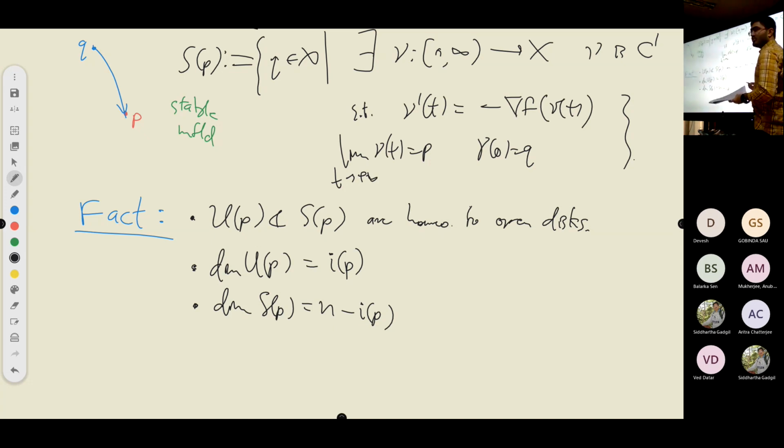Now I need to tell you what the attaching maps are. So instead of telling you what the attaching maps are, I'll instead directly tell you what the chain complex is that computes singular homology. So this is a good spot for me to stop for questions. Are there any questions up to this stage?